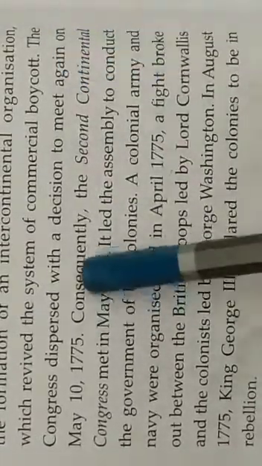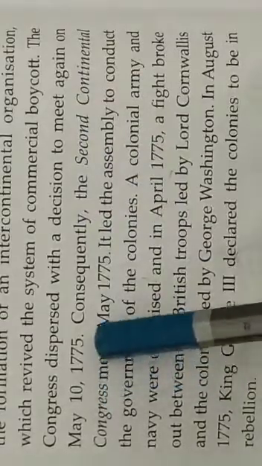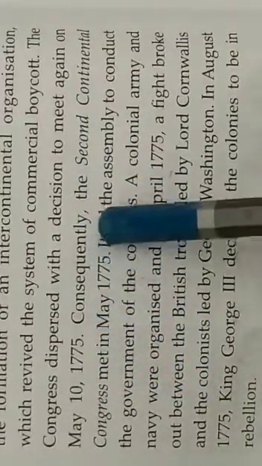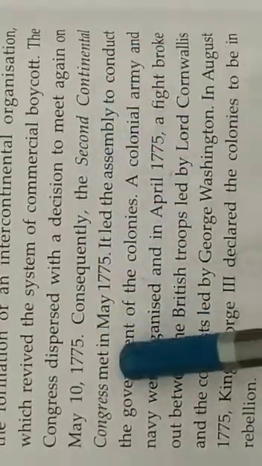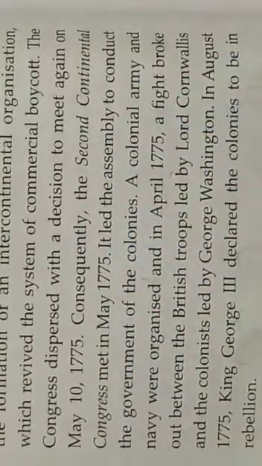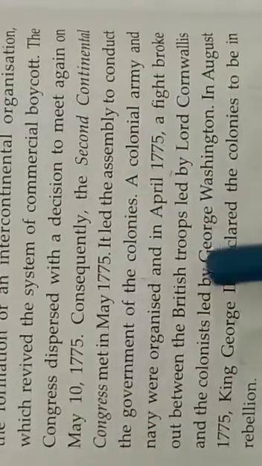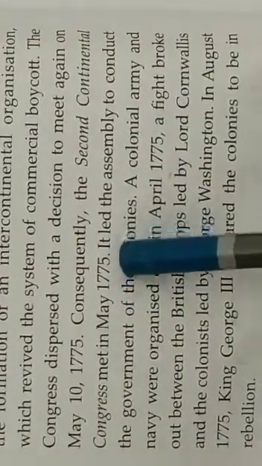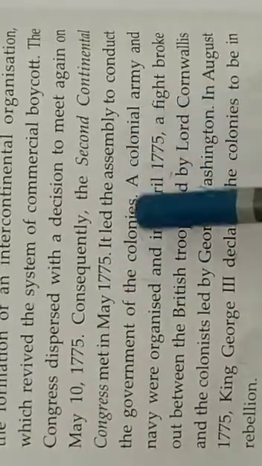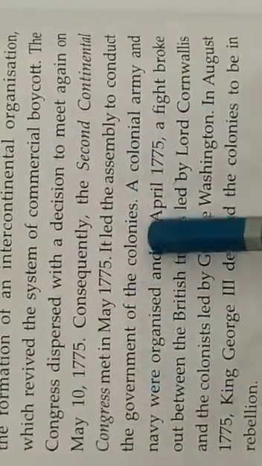The Congress dispersed with a decision to meet again on May 10, 1775. Consequently, the Second Continental Congress met in May 1775. So after the first conference, the second meeting was held in May 1775. It led the assembly to conduct the government of the colonies.